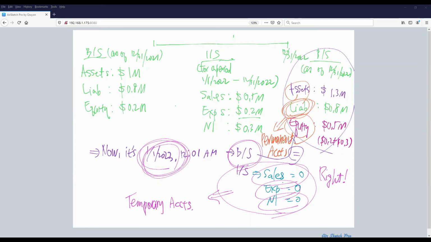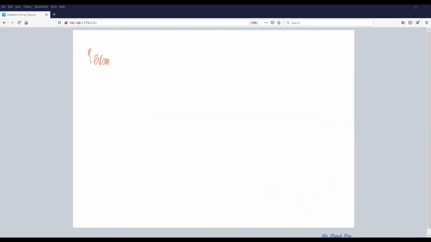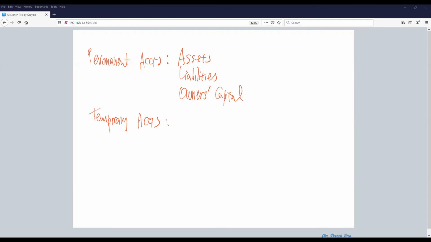Okay, let's summarize. Permanent accounts, what are they? Assets, liabilities, equity. These items are all permanent accounts. When I say equity, I'm talking about owners' capital. Temporary accounts include sales or revenue. I told you we are using sales and revenue interchangeably. Expenses. And one more thing, owner's drawing.